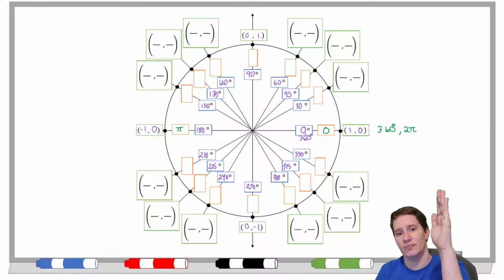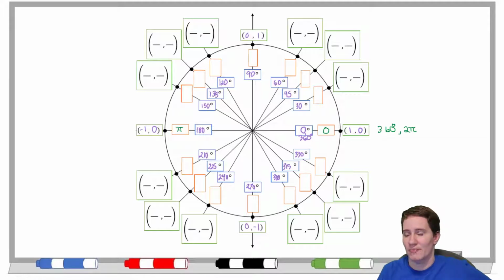So up and down, 90 degrees is halfway between 0 and pi. What would be halfway between 0 and pi? Well, what's half a pi? It would be half a pi. So we actually call this pi over 2.